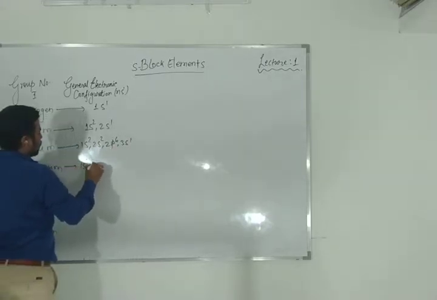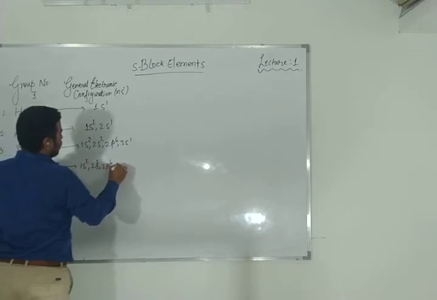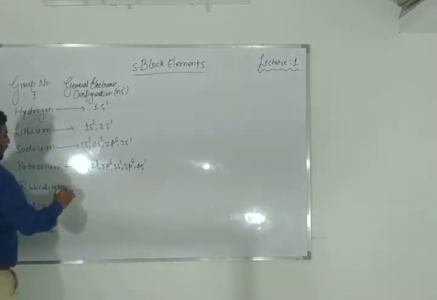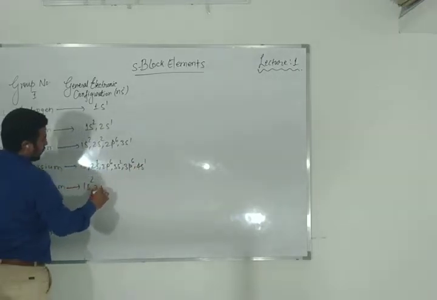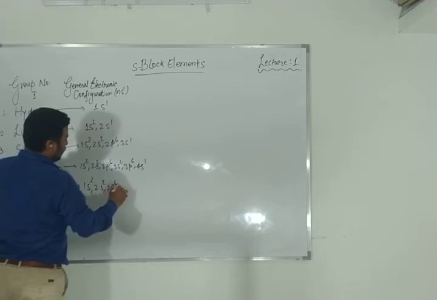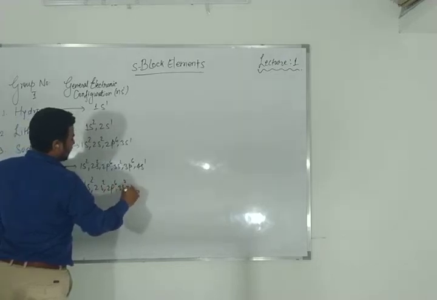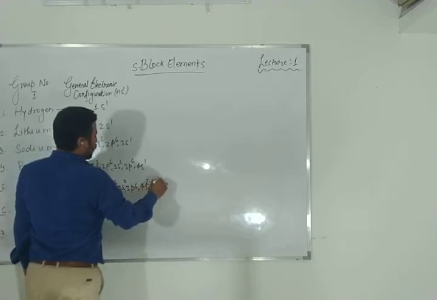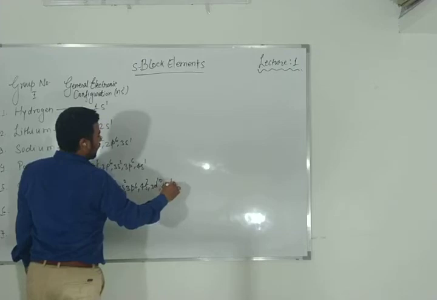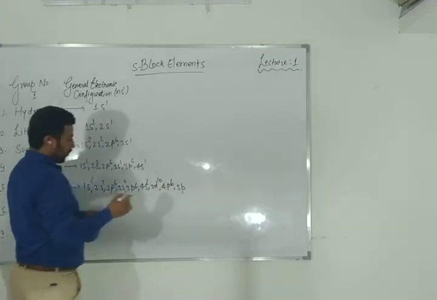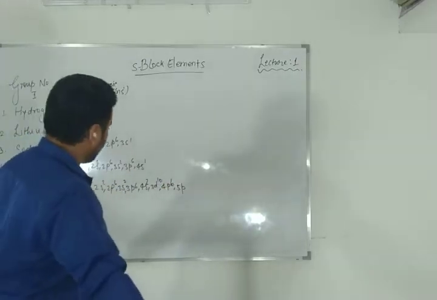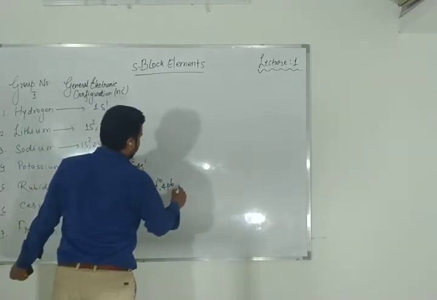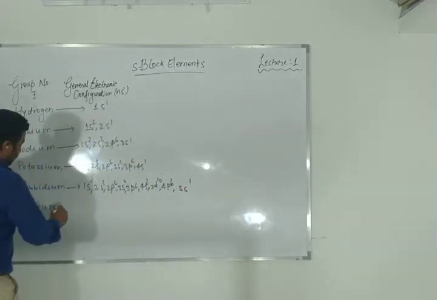1s2, 2s2, 2p6, 3s2, 3p6, 4s1. What about rubidium? 1s2, 2s2, 2p6, 3s2, 3p6, 4s2, 3d10, 4p6 and 5p1. 5s1, not 5p1, sorry. 5s1.